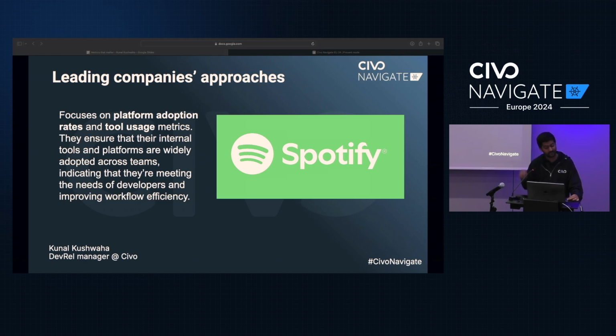But yeah, Spotify, they focus on platform adoption rates and tool usage metrics. And so you can see they ensure that their internal tools and platforms are widely adopted across teams, indicating that they're meeting the needs of the developers and improving workflow efficiency.